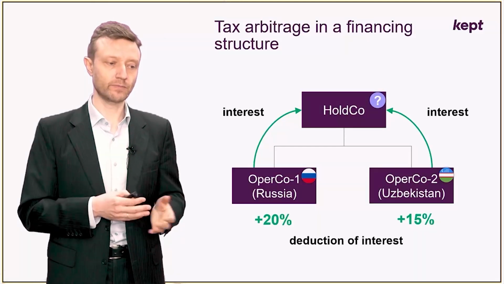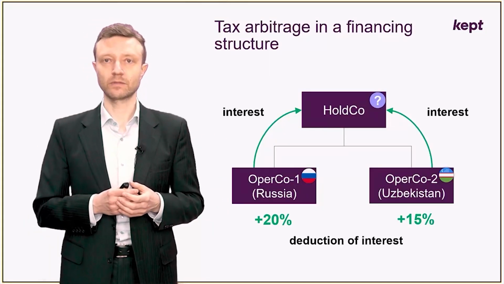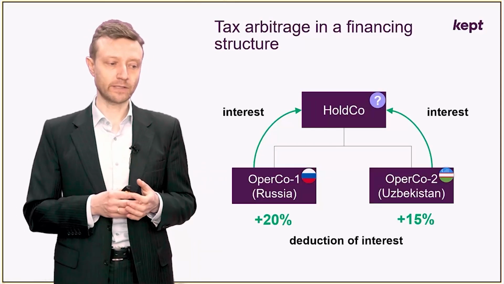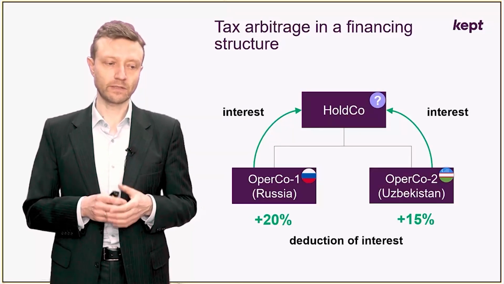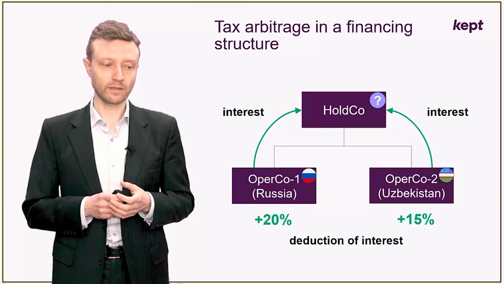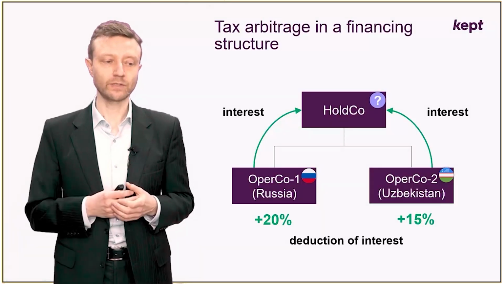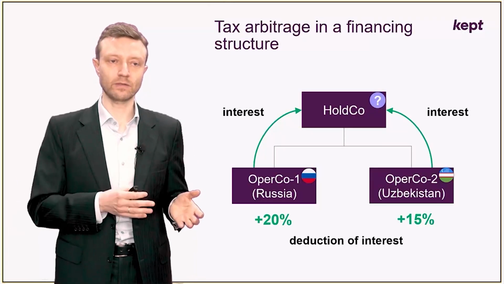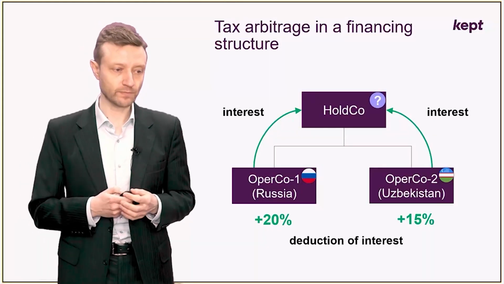What happens is that it is possible to achieve interest deduction, and since in Russia the corporate income tax rate is 20%, the tax effect is 20% of interest paid to the holding company. In Uzbekistan, the tax rate is 15%. Again, this means that the deduction results in 15% of tax savings. The tax effect of interest deduction is 15% of the interest amount.